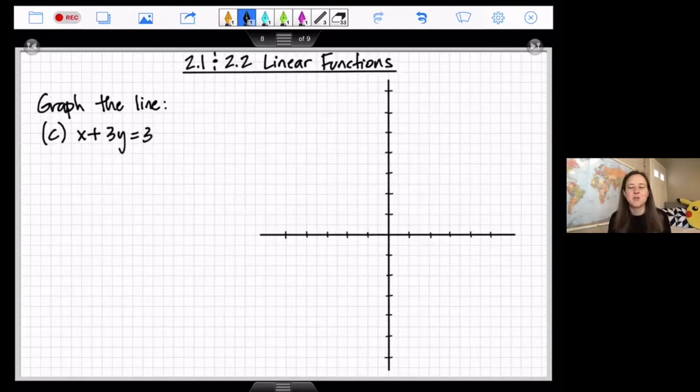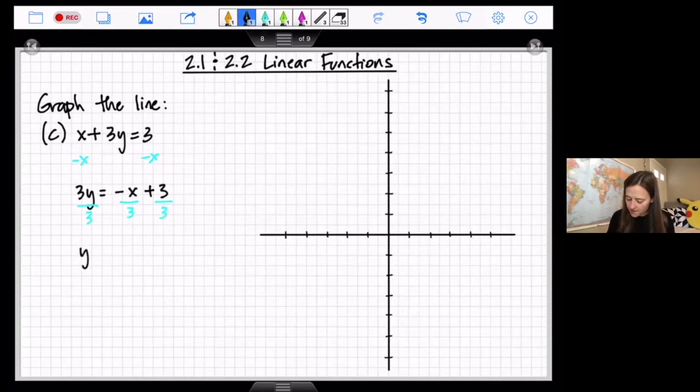Next example, x plus 3y is equal to 3. This has both an x and a y in it, so it is going to be a y equals mx plus b, but we really need this in slope-intercept form to make any sense of it. So I'm going to solve this for y. I'm going to subtract x from both sides. So I get 3y is equal to -x plus 3. And then I'm going to divide both sides by 3, which is essentially dividing everybody in the equation by 3.